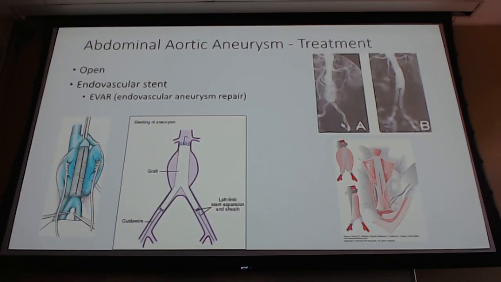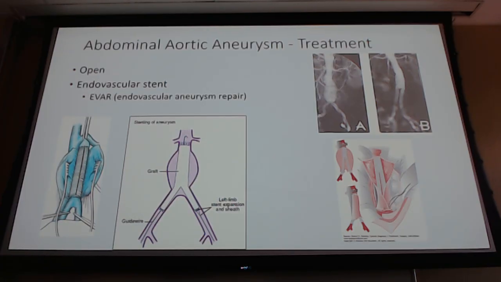All right, so how are we going to treat it? There are a couple of different ways. The historic, classic way is an open repair. They go in kind of like an X-lap, and they actually open up the aorta, stent it from the inside, and then close it back up.